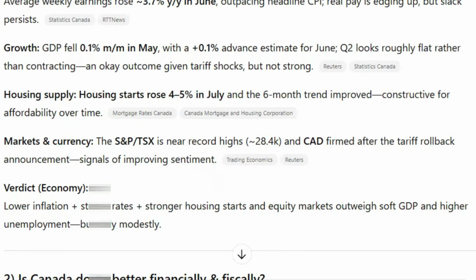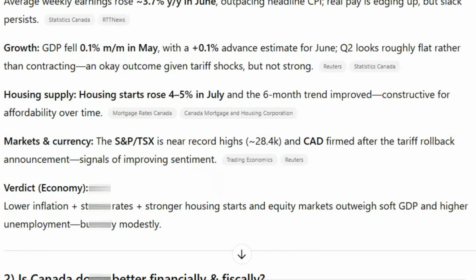Housing supply. Housing starts rose 45% in July, and the 6-month trend improved. Constructive for affordability over time. We shall see, because right now housing prices are not coming down, and in fact, I don't know if they're flat.